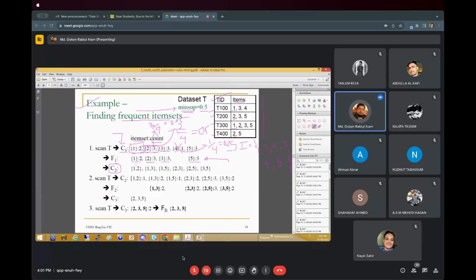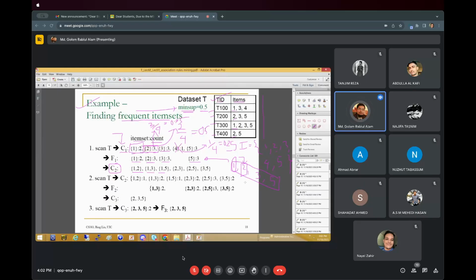In F1, we have 1, 2, 3, and 5. These 4 items remain. So for candidate item generation at this stage, 1 we have to combine or group with 2. So we can form a set 1, 2, then another set 1, 3, then another set 1, 5. So here are 1, 2, 1, 3, and 1, 5.